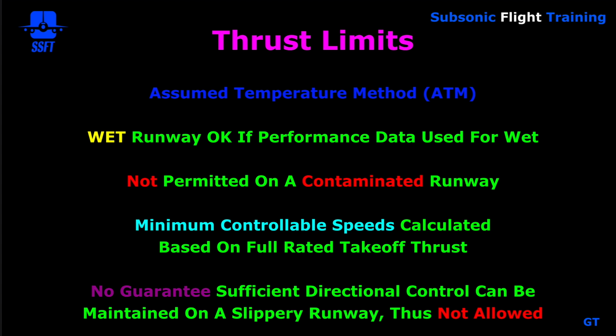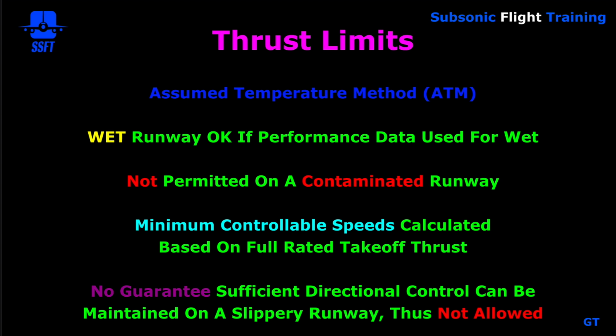The assumed temperature method can be used on a wet runway. It's okay as long as performance data is used for a wet runway. Assumed temperature method is not permitted on a contaminated runway. The minimum controllable speeds are calculated based on the full rated takeoff thrust when you're using assumed temperature, and there's no guarantee of sufficient directional control that can be maintained on a slippery runway, thus it's not allowed.